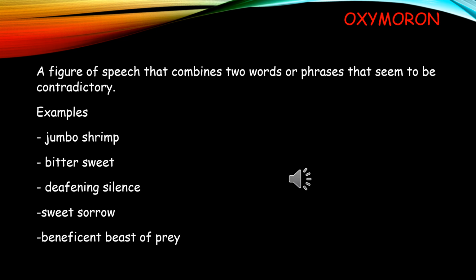Oxymoron, it's a figure of speech that combines two words or phrases that seem to be contradictory. For example, jumbo shrimp, bittersweet, deafening silence, sweet sorrow, beneficent beast of prey, as it's used in Roadside Stand. Moreover, greedy good doers, mighty dead, in A Thing of Beauty.